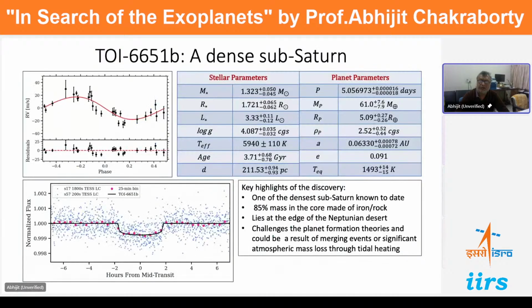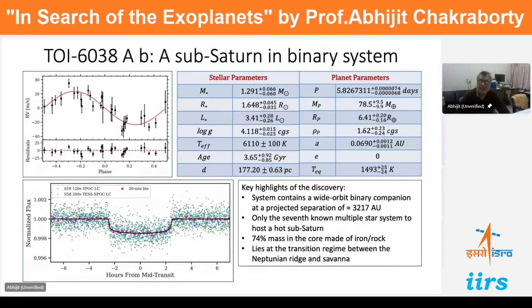And these are spectra, and these are a few sub-Saturn discoveries that we have made with Paras-2 and the 2.5 meter telescope. This is another one. These are in the range of 70 to 80 Earth masses. This is the transit light curve, and this is the radial velocity curve.